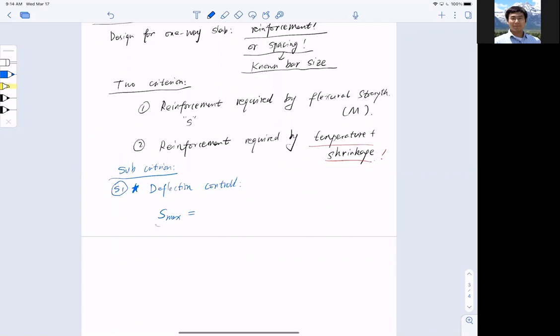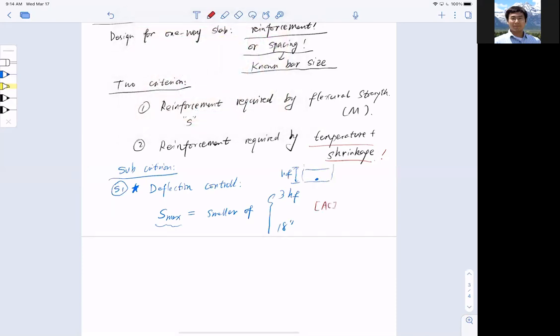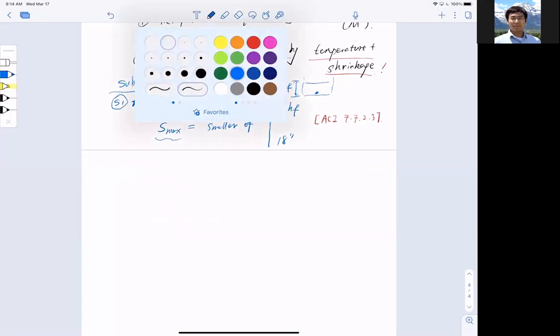So you cannot put the spacing of the flexure reinforcement bigger than this max, and this max distance is the smaller of the two: 3 times h_f, that is 3 times the height of the slab, where h_f is this right here in the cross section, or 18 inches. You can find this in ACI 7.7.2.3. So that is the deflection control.